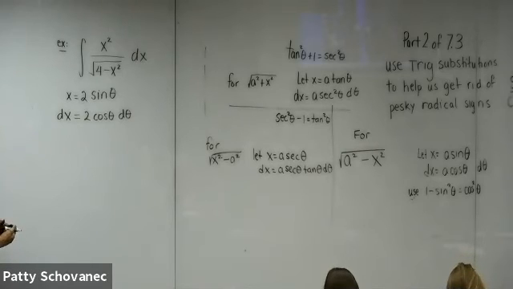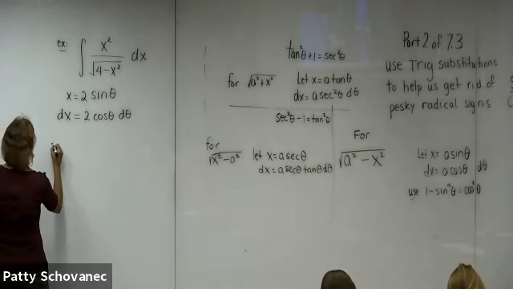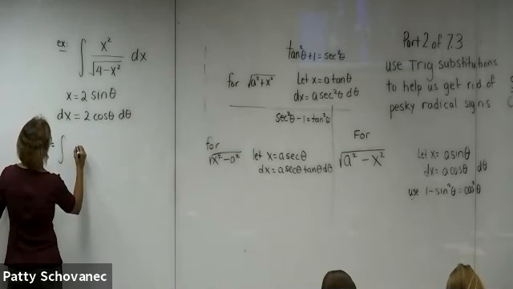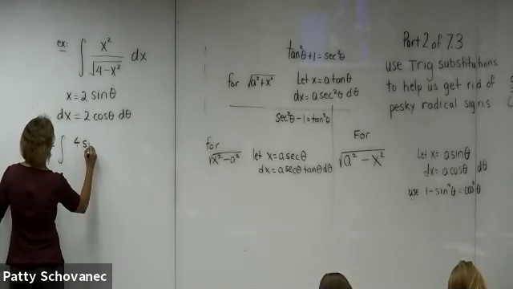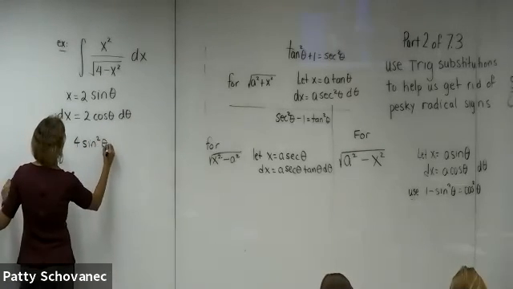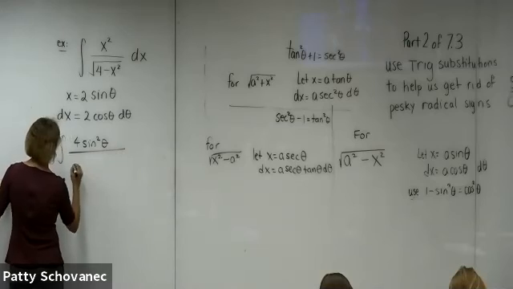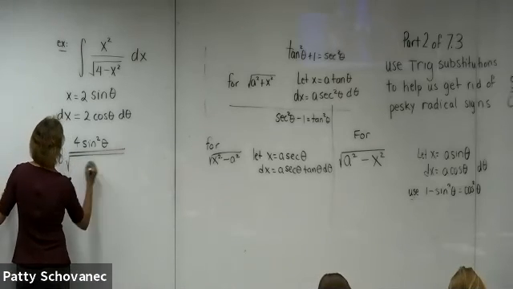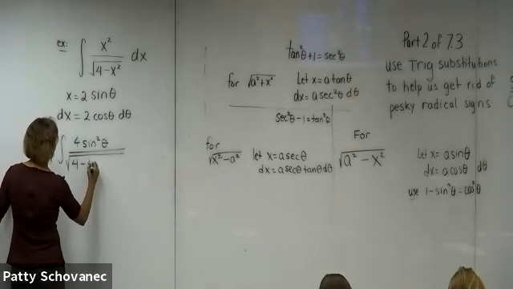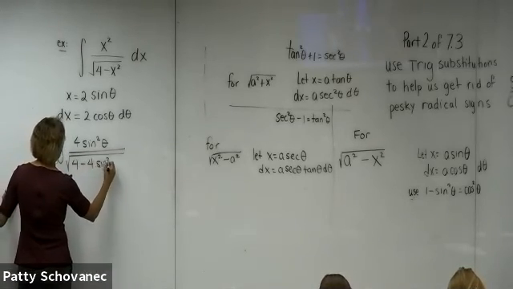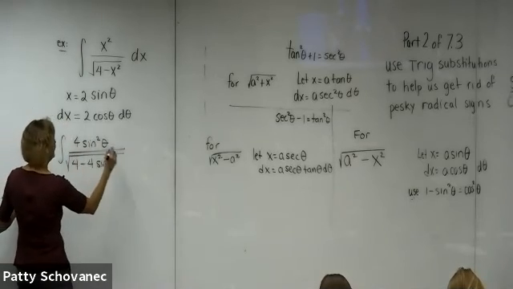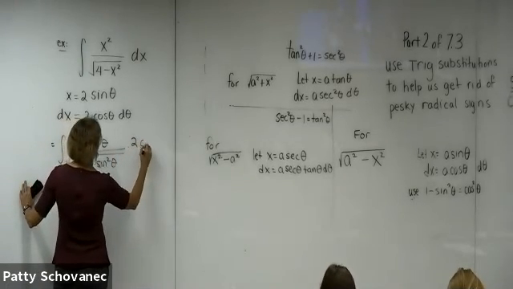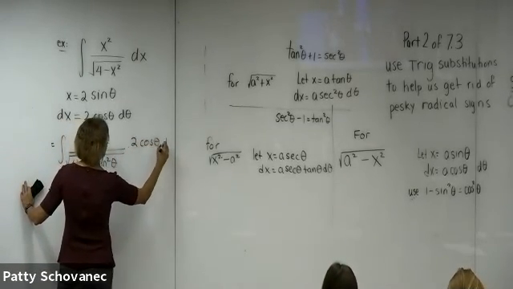Let's see what our new integral looks like. So I'm going to have an x squared. So that's going to be 4 sine squared theta. Downstairs under the radical sign, I'm going to have 4 minus 4 sine squared theta. And then the dx becomes 2 cosine theta d theta.